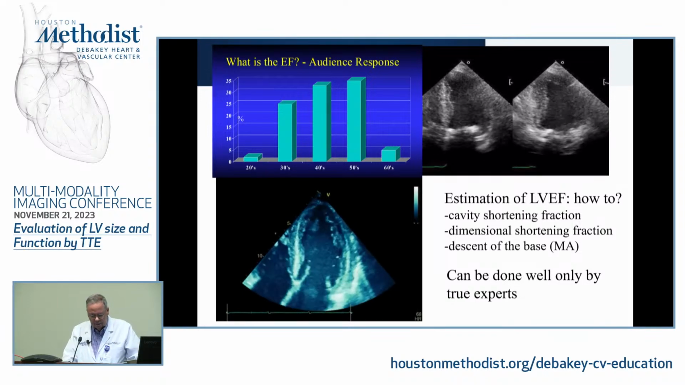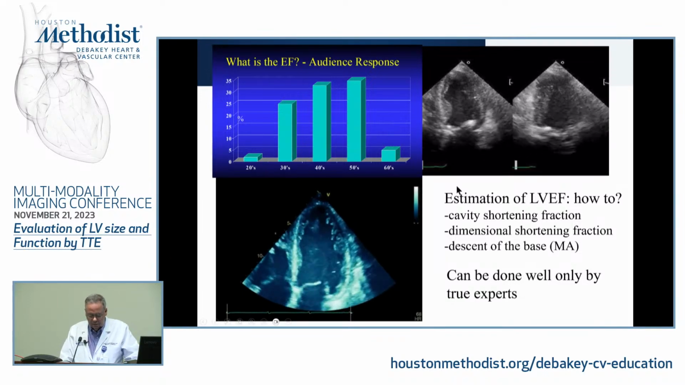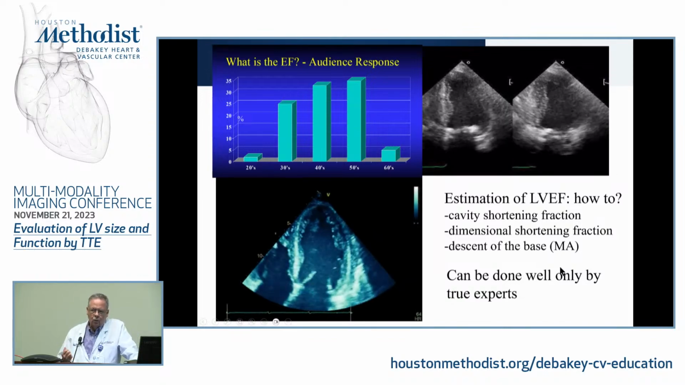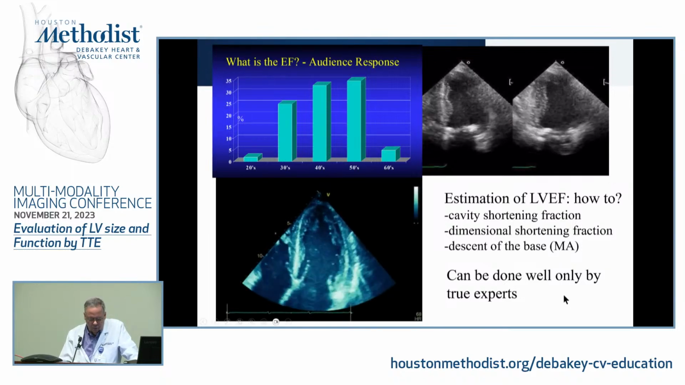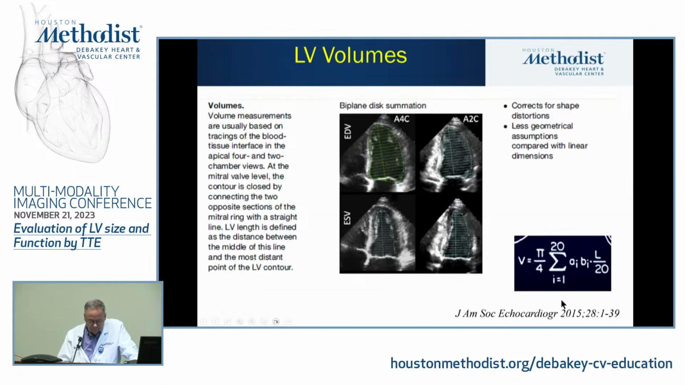And the fact is that estimation of EF is something that really requires a lot of practice. And even ourselves, who consider ourselves experts, we have times when we also have a wider range than we would like. So that takes us to measurements. And that's why the American Society of Echo documents have been pushing for us to do more measurements of left ventricular volumes. And to this day, if you're going to do it the manual way, the best technique is the method of discs, which is an adaptation of Simpson's rule.